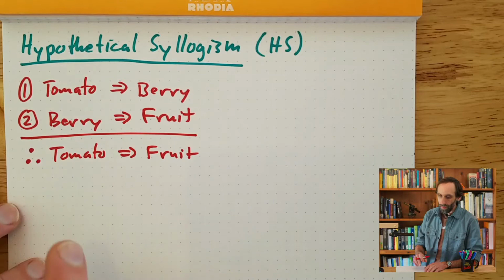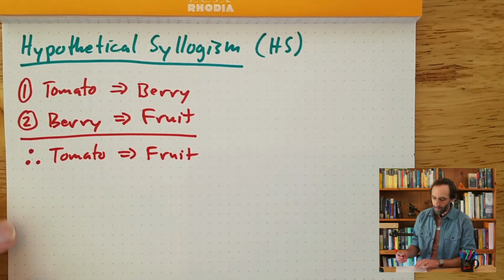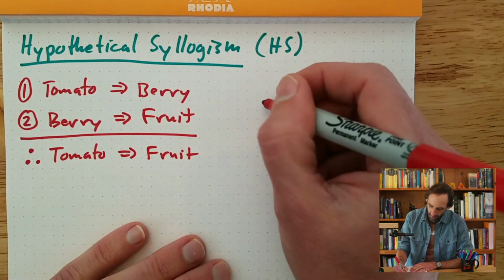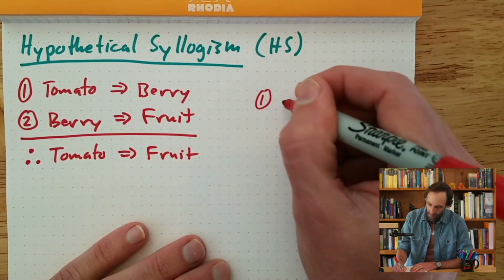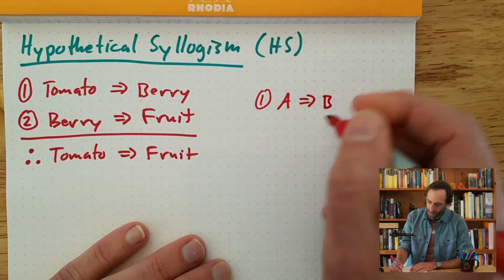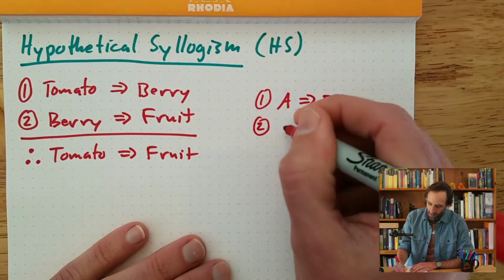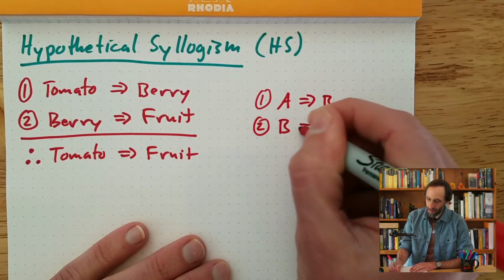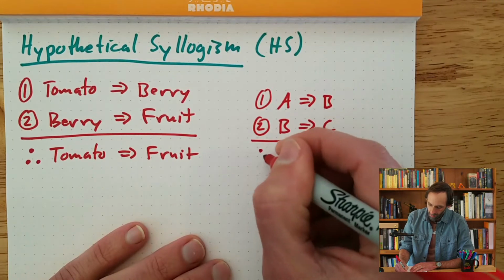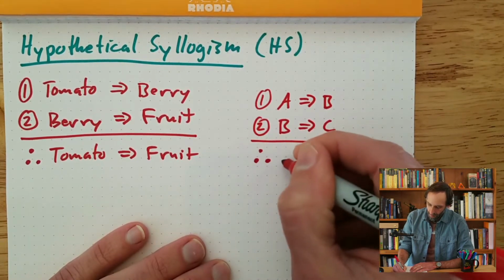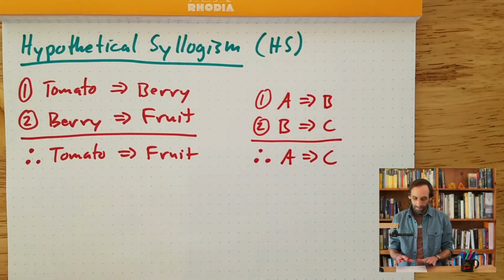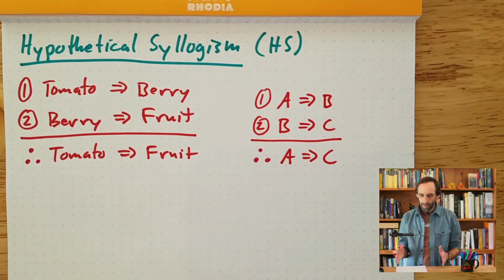Okay, now this argument, if we break it down in a more abstract symbolic structure, looks like this. Premise 1, you have A implies B. Premise 2, you have B implies C. And from these two, you can conclude that A implies C.